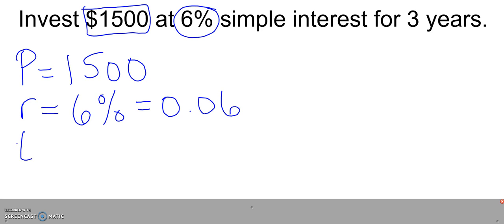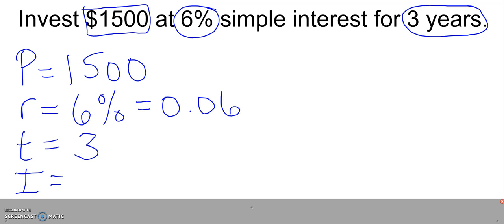All right, and then the third variable we need is time. And for the simple interest formula, time is generally given in years. And so for this example, we're going to have 3 years. So at the end, we're going to figure out the amount of interest. Remember, interest is a dollar amount. So we're trying to determine how much money we'll get back at the end of 3 years by investing $1,500.